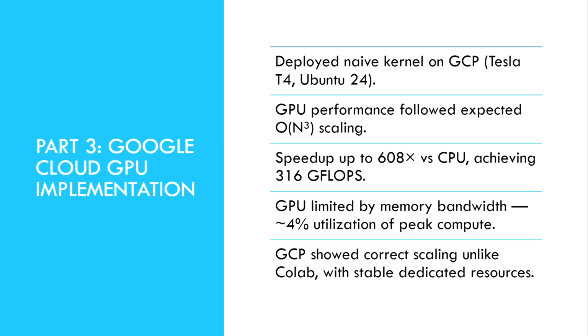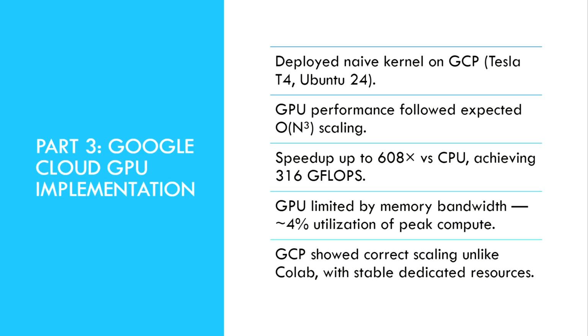Part 3 comprises the Google Cloud GPU implementation. We deployed a naive kernel on Google Cloud Platform, which was a Tesla T4 on an Ubuntu 24 machine. GPU performance followed expected O(n^3) scaling. The speedup was up to 608 times faster compared to the CPU, achieving nearly 316 gigaflops.